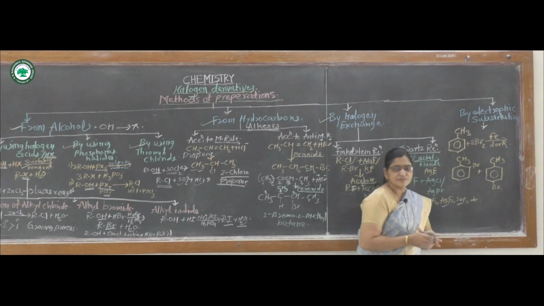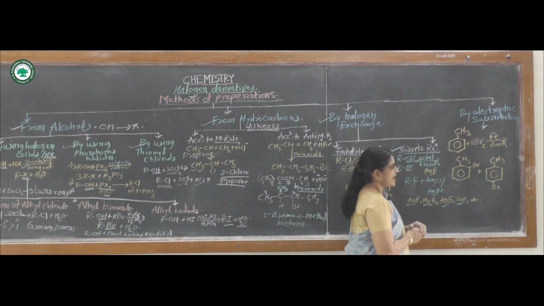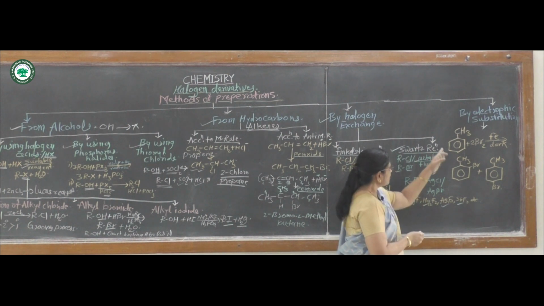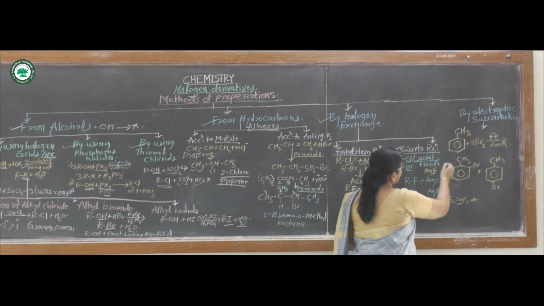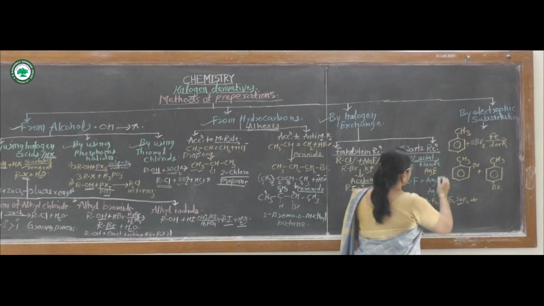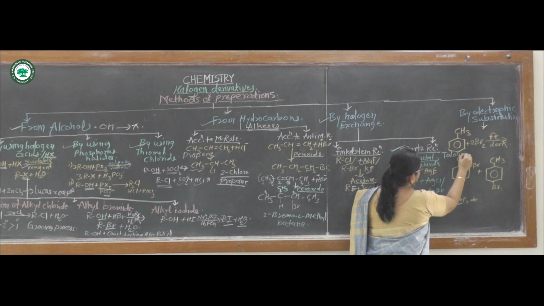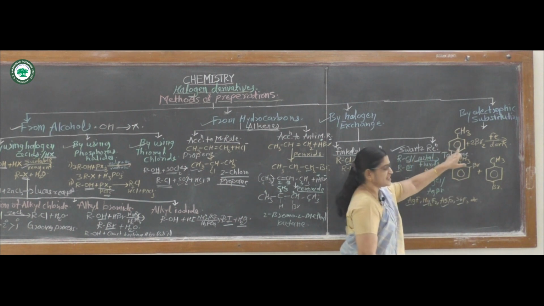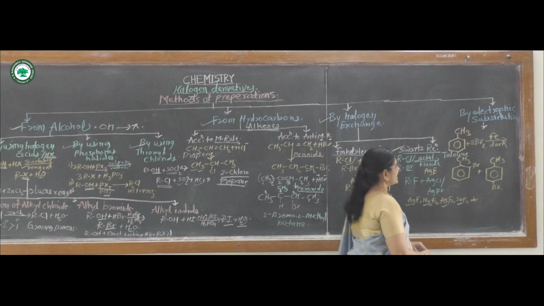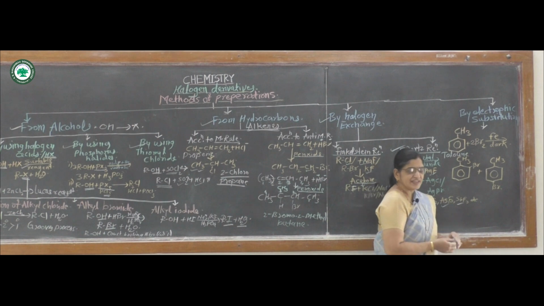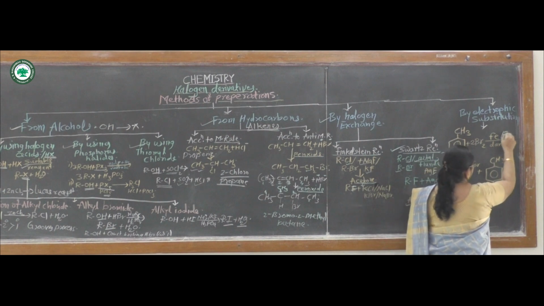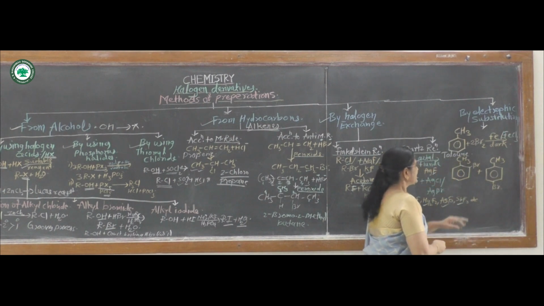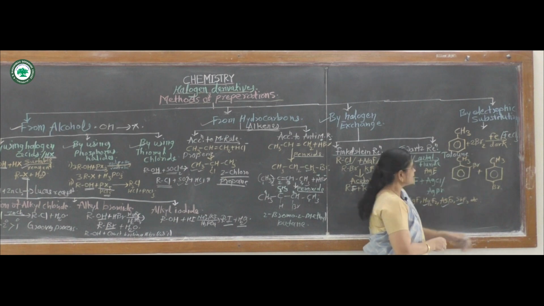Then the fourth method, that is by electrophilic substitution reaction. This method is for preparation of haloarenes, that means aromatic halides. For example, the name of this compound is toluene, that means a CH3 group is attached on this benzene nucleus. If this reacts with bromine, Br2, in the presence of a Lewis acid such as iron, Fe or FeCl3, in the dark at room temperature, then it gives which product?